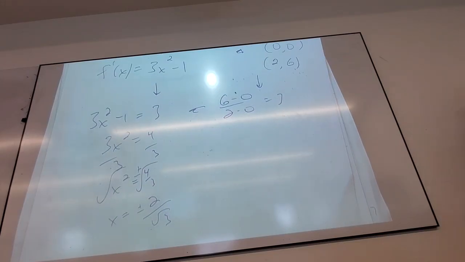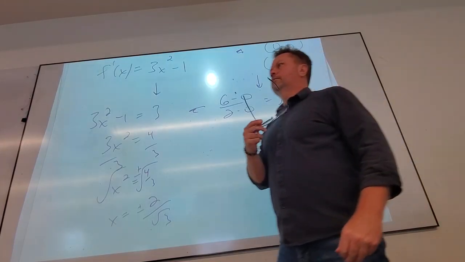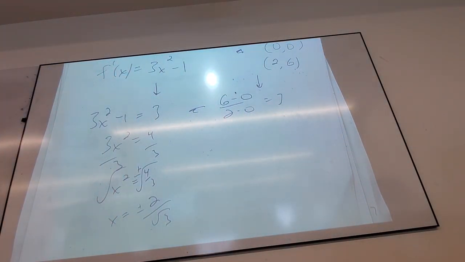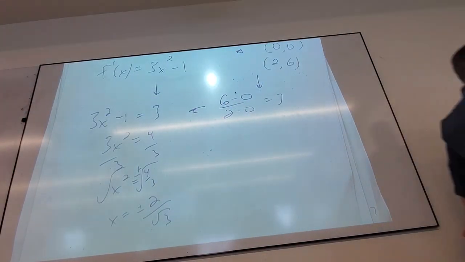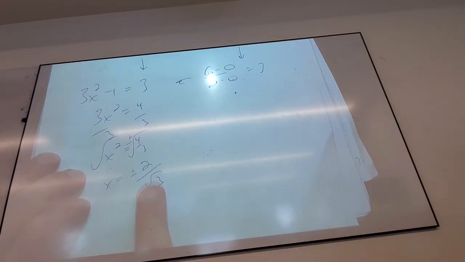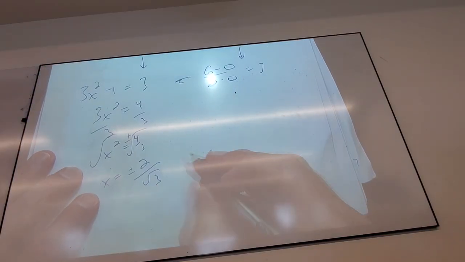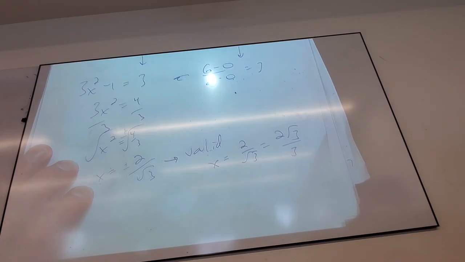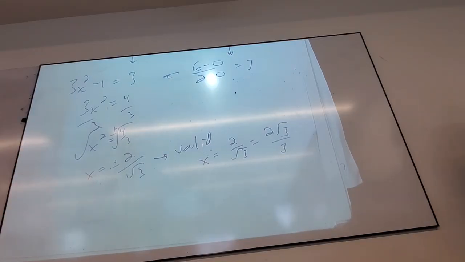Why can't I just circle those and keep going? Oh yeah, you can rationalize it. I don't care about that, but you're right. What interval are we living on in this problem? Oh, living on. Yeah, 0 to 2. So which one of these is valid? And there you go. Rationalize that, yes.